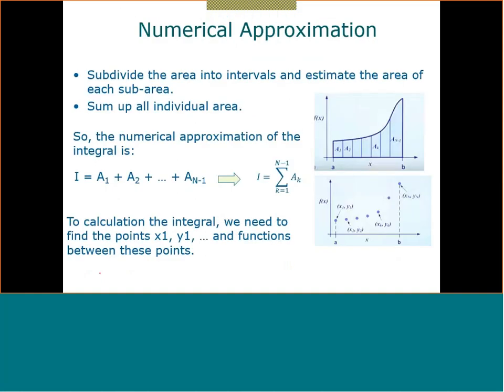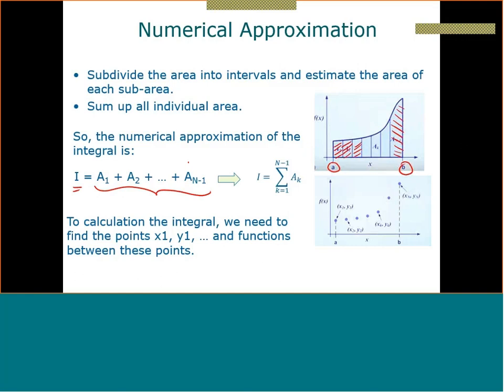Now, how do we do the integration? Basically, what is the idea? As I mentioned before, integration means that you take the area under the curve. So if we have a curve like this one, you try to discretize the area into smaller areas like this one, A1, A2, until A(N-1), and you go from A to B. So basically, your integration now will be the summation of all of these areas from A1 to A(N-1).